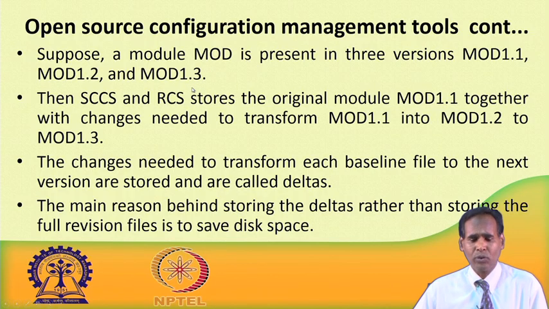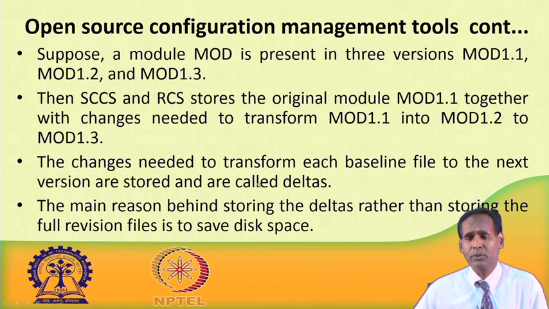They will store the original module, the baseline module, module 1.1. Along with that, they will store the changes which are required to transform from module 1.1 to module 1.2 and from module 1.2 to module 1.3. The changes needed to transform each baseline file to the next version are stored and are called delta.